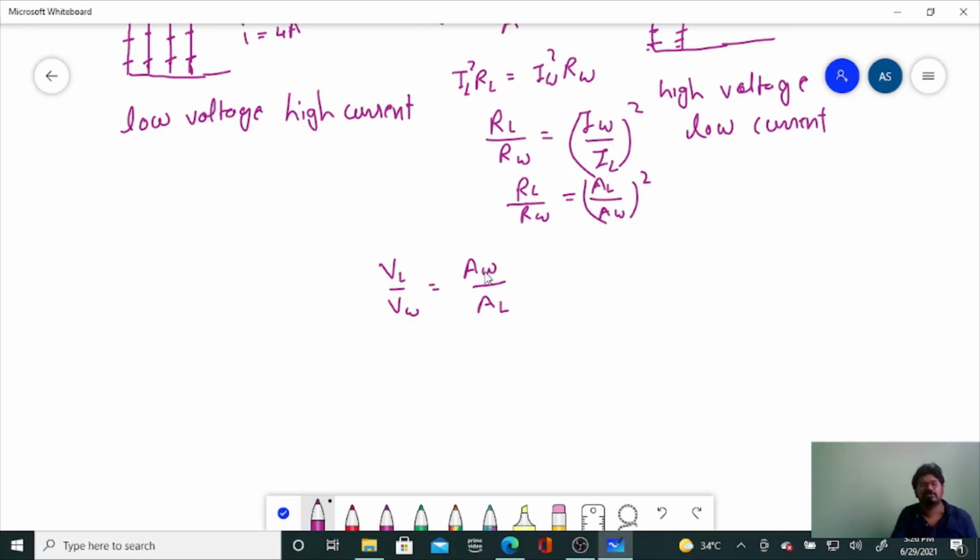You know the parallel path in wave winding is 2 and the parallel path in lap winding is equal to the number of poles. Okay, so this relation helps a lot to solve numericals.